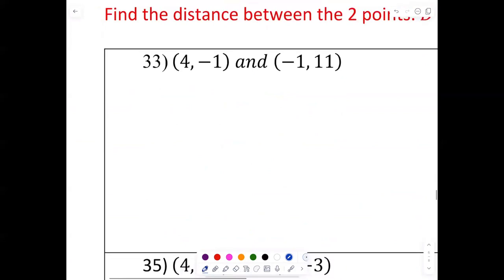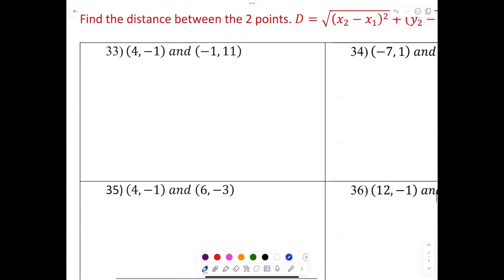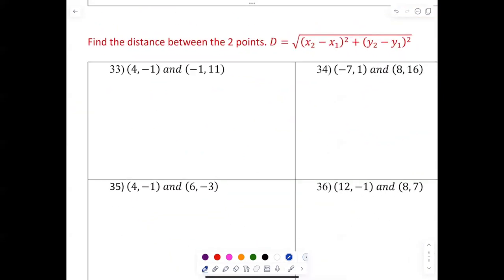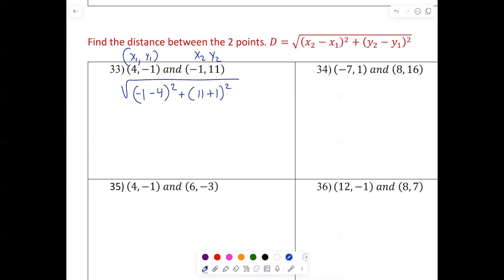All right, here we go. Now what we did again yesterday, distance formula. All right? So the distance formula, square root. All right? Now remember, this is x2, this is y2, this is x1, this is y1. So x2, -1 minus 4 squared plus 11 minus -1, which is +1 squared.